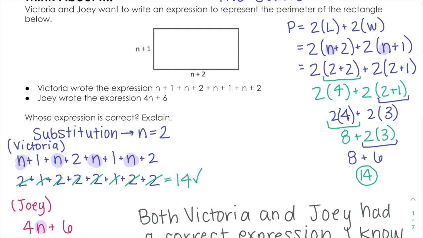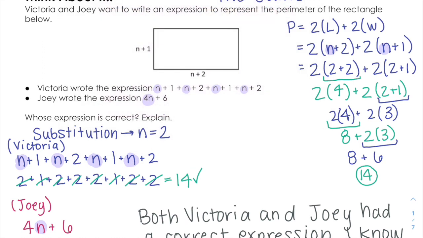So if you look at the difference between Joey's expression and Victoria's expression, Victoria's is really spread out. It's really expanded. Let's count how many n's are in Victoria's expression. We have 1, 2, 3, 4 n's. Look at Joey's, 4n. Okay, we added those together because they're like terms. They all are using the variable n, and none of them have an exponent, so we can add those together.